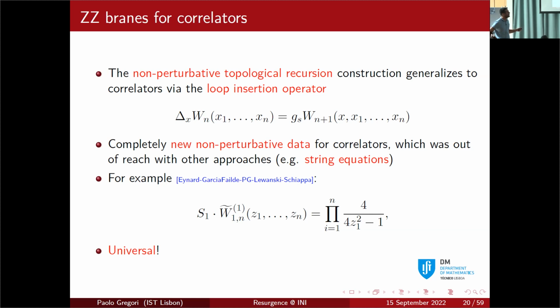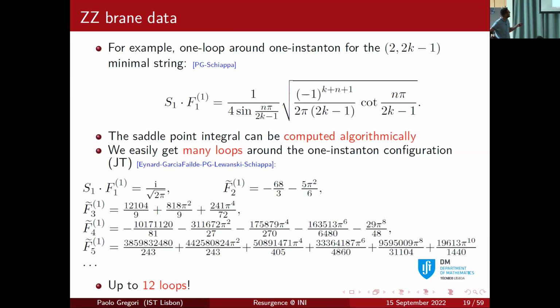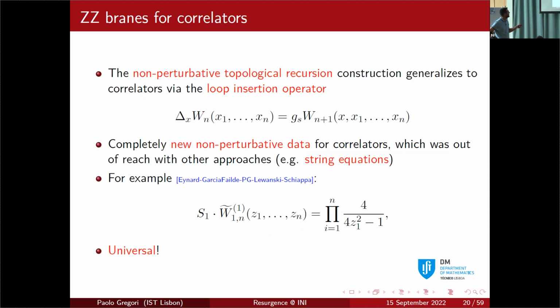But it's essentially an operator, which unfortunately I cannot define precisely, but I can, of course, tell you later if you're interested. It's an operator that sends the n-point correlator to the (n+1)-point correlator. So, for example, by acting on the expression that I had before for the one instanton contribution to the free energy with the loop insertion operator, we obtain iteratively all the one instanton contributions to n-point correlators.